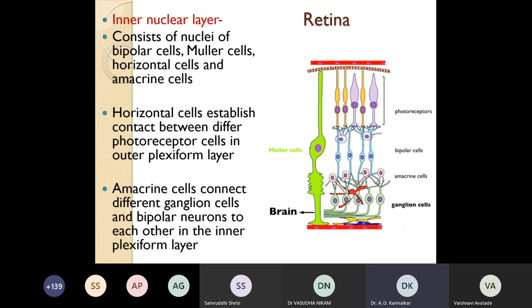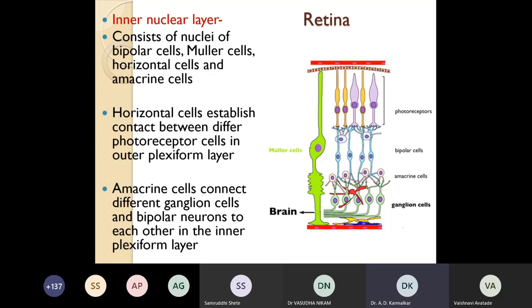The inner nuclear layer: if you see here now, see the nuclei. It is the nuclei of the bipolar cells, of the association cells, that is the horizontal cells and the amacrine cells, and also of the supporting cell, that is the Muller cells. The horizontal cells have connections between the different photoreceptor cells as well as the bipolar cells, and contribute to the formation of the outer flexiform layer.